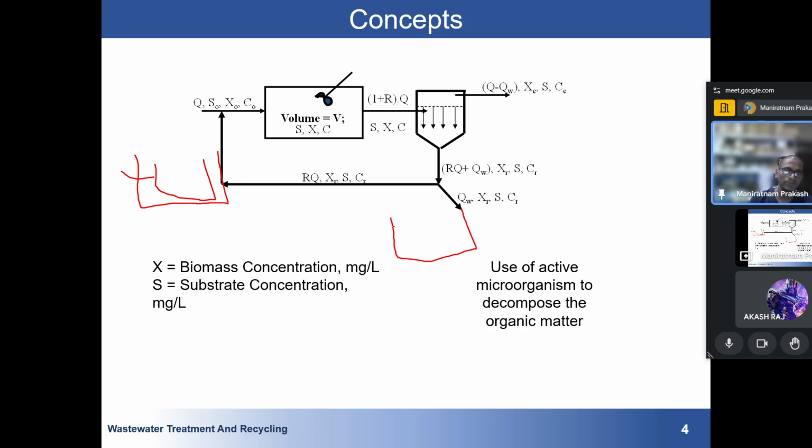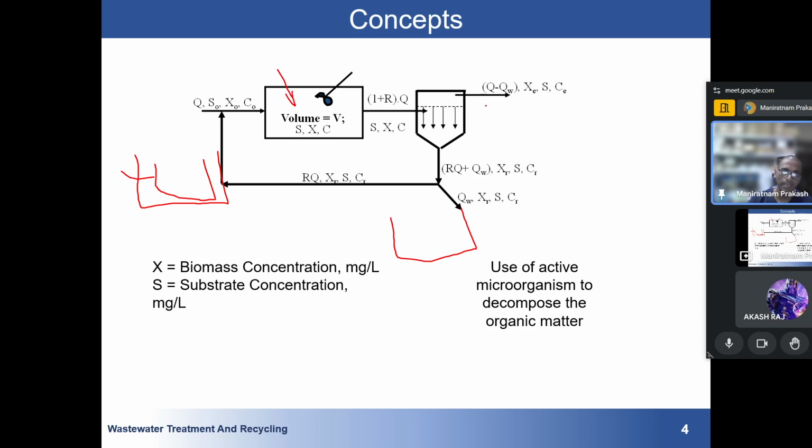It will take some time to decompose. So what we do to accelerate the process is we introduce some bacteria from outside.